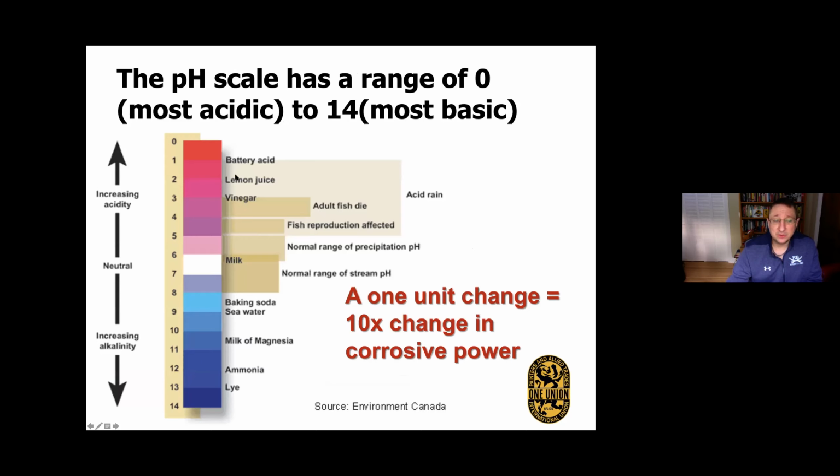These are just a couple examples on the pH scale of some of the stuff that we've got in everyday life. Battery acid, it's very acidic. It's around 1. Lemon juice and vinegar, we use these things in eating, right? Adult fish die at a pH of between 3 and 4. And then up here, we got things like ammonia, pH of 12. Milk of magnesia, something that we might use to buffer our sore stomachs if we've had too much pepperoni pizza with habanero peppers on it. I don't know.